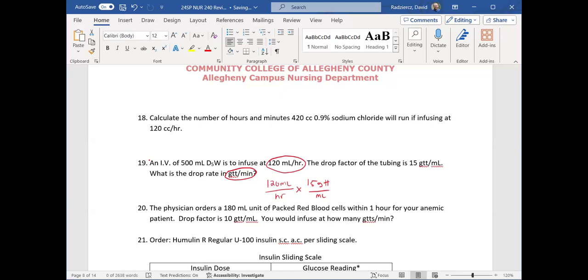So if you're doing it dimensional analysis wise, you just need to remember 1 hour, 60 minutes. I like to take this first step here where I did 120 over an hour. I would put that as 120 over 60 times 15, and then I would come to the same answer. But 120 times 15 divided by 60, we're going to get 30 drops per minute.